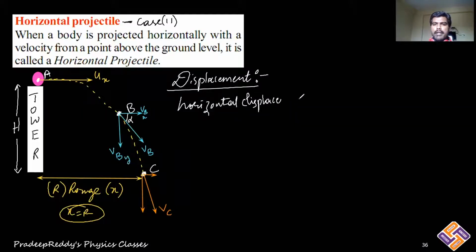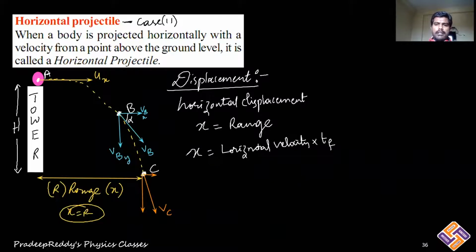Horizontal displacement is x, or you can call it range. So how do you write horizontal displacement? Horizontal displacement x is equal to horizontal velocity into total time of flight. Time of flight here will become time of descent, because it is only falling down from A to Z. It is just falling down. Therefore, you can write it as time of descent.